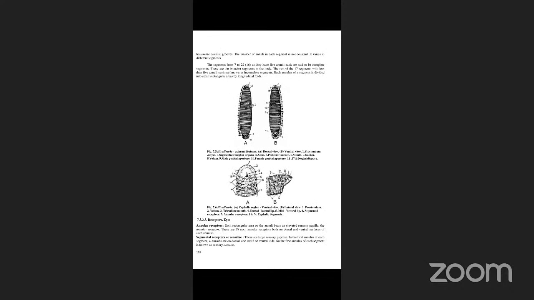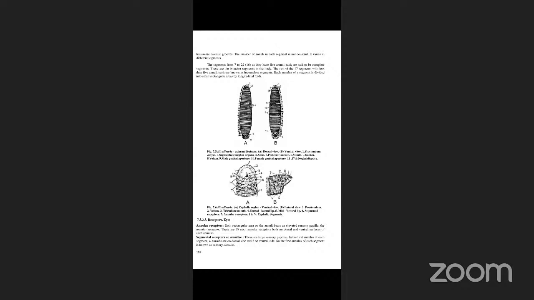The number of annuli in each segment is not constant. Okay, so that is what we have seen in the table. In one segment, it is only one annulus per segment, whereas in some others, it is 2 or more. So it varies in different segments.